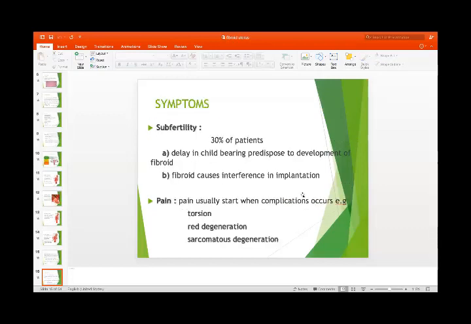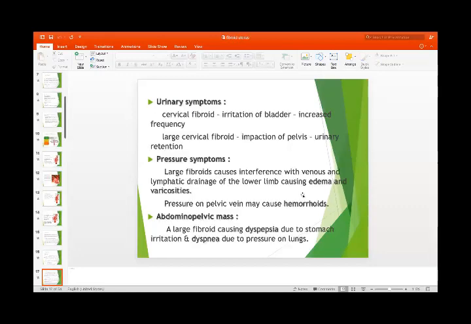Subfertility is also a presentation, and the fibroid may present with subfertility in 30% of the patients. This may be due to interference in the implantation or if the fibroid is blocking the tubal ostium. Pain is another symptom. It usually starts when complications occur in the fibroid. Either it may undergo torsion if it is pedunculated, or it may undergo red degeneration during pregnancy, or if there is sarcomatous degeneration.